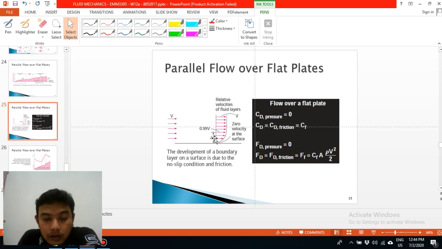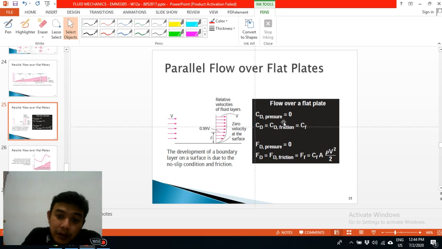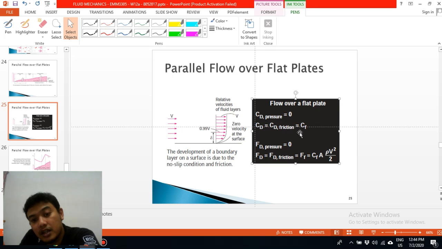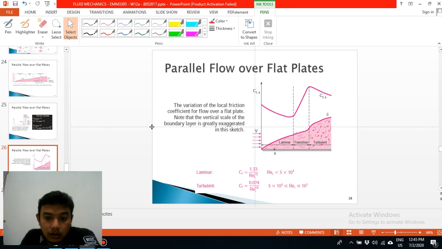Okay, so for CD, for flow over a flat plate, we can assume the CD pressure is 0. For drag force, force drag pressure is 0, and force drag friction is CF times A times rho V squared over 2. Okay, this is the variation of local friction coefficient for flow over a flat plate. Note that the vertical scale of the boundary layer is greatly exaggerated in the sketch.